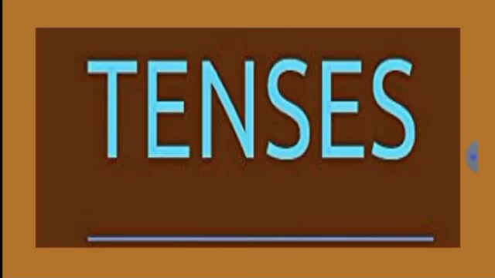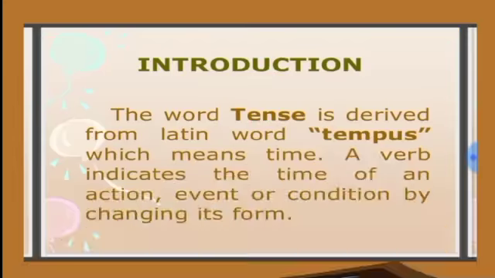Today we are going to see tenses. Now children, what are tenses? The word tense is derived from the Latin word tempus, which means time. A verb indicates the time of an action, event, or condition by changing its form.